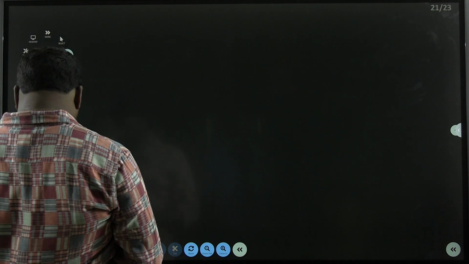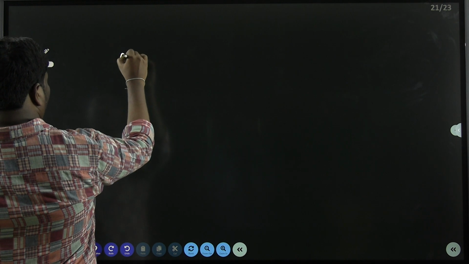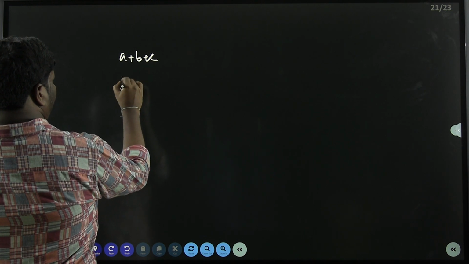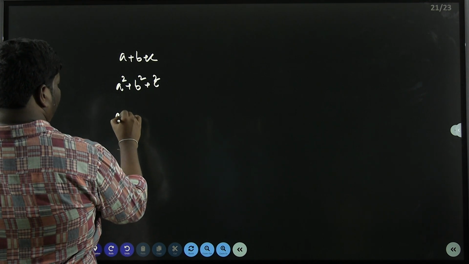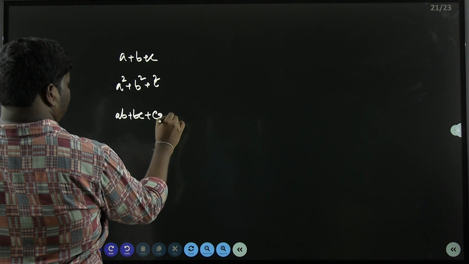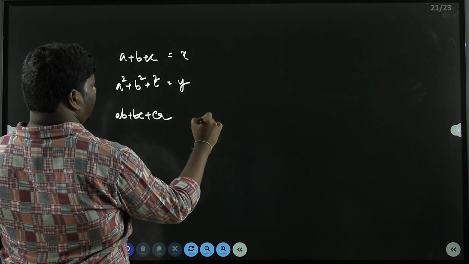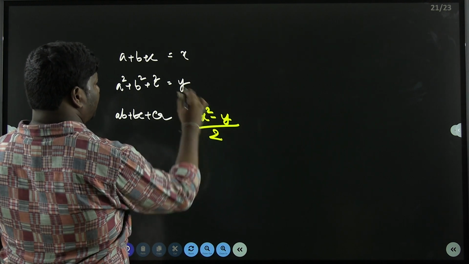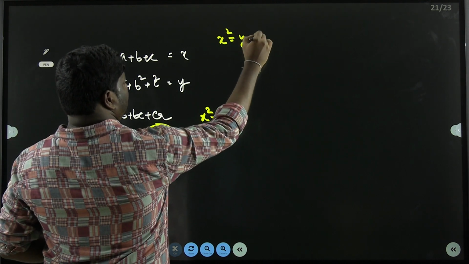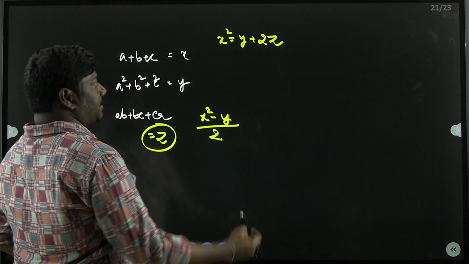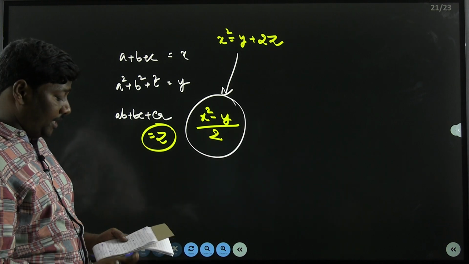Look at algebra. Basic questions like a plus b plus c is given, a square plus b square plus c square is given, and he is asking you what is ab plus bc plus ca. Suppose you take the first as x, the second as y, and the asked value as z. We know the formula x square is equal to y plus 2z. He is asking you z value, so you can say x square minus y by 2. These kinds of questions they are also asking you.